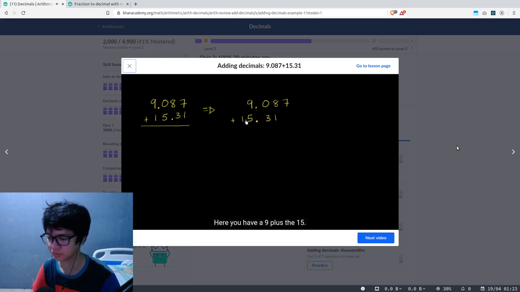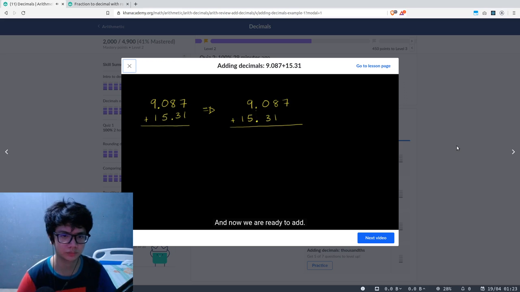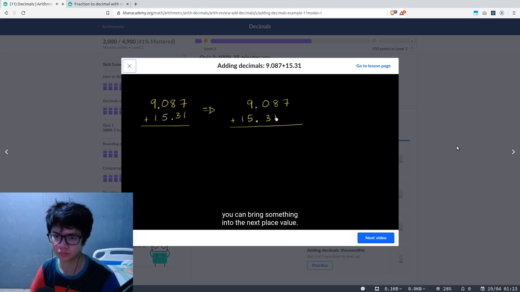Here you have a 9 plus the 15. So you've lined up the appropriate place values. And now we are ready to add. It's a good idea to start with the smallest place value. So if you have any extra in a certain place, you can bring something into the next place value.